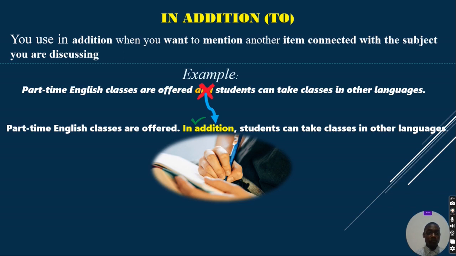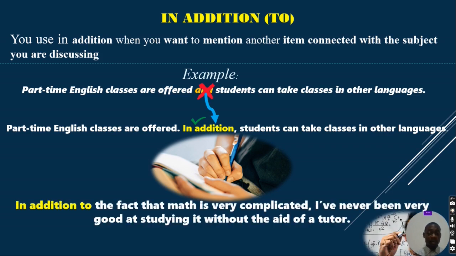Ok? Fine. For example, you can say, I love English and I want to learn French. You can say, I love English. In addition, I want to learn French. Okay, fine. We have here another example. In addition to the fact that math is very complicated, I have never been very good at studying it without the aid of a tutor.